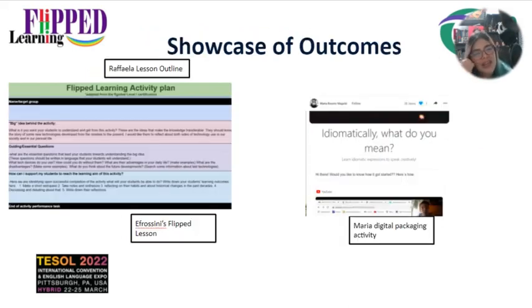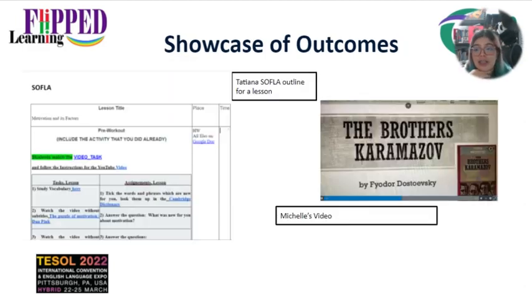These are some of our showcase outcomes from teachers. Some of them already work wonderfully with technology, and they were able to show us how, for example, they package their activities with Wakelet. Or one of them was showing us how they can outline lesson plans using flip learning. Some of them showed us videos, such as Michelle, and Tatiana was showing us her lesson based on Zofla.